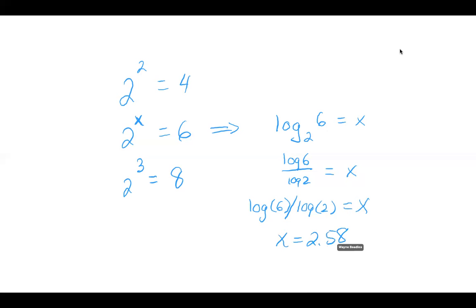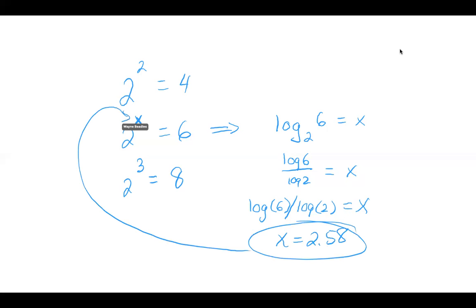And when you get that, you get x is equal to 2.58 approximately. And this number right here would be the exponent that gives us, if we say 2.58 up there in the exponent, we'd get something close to 6.